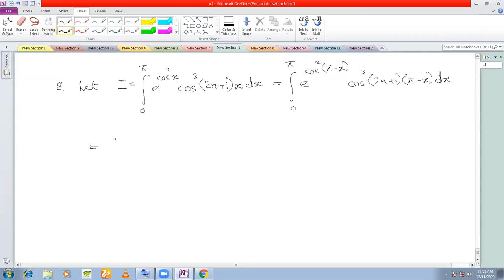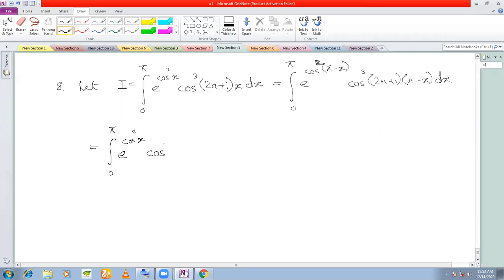Integral 0 to pi, now e to the power of cos square (pi minus x). What is cos of pi minus x? Pi minus x is in the second quadrant, and in the second quadrant cos is negative, but you have a square, so it becomes positive. So cos will remain as it is: e to the power of cos square x, this will remain as it is.